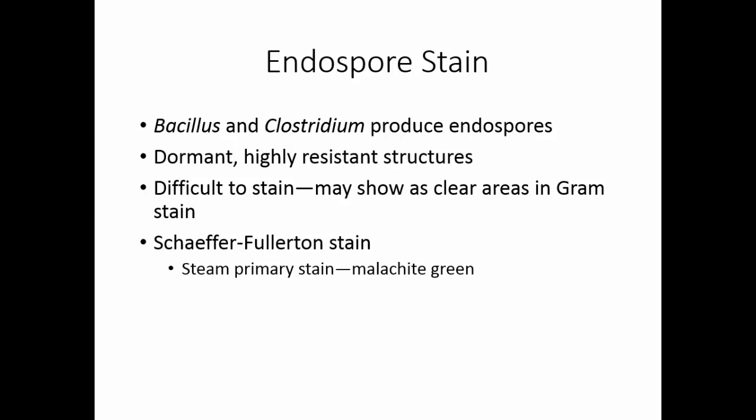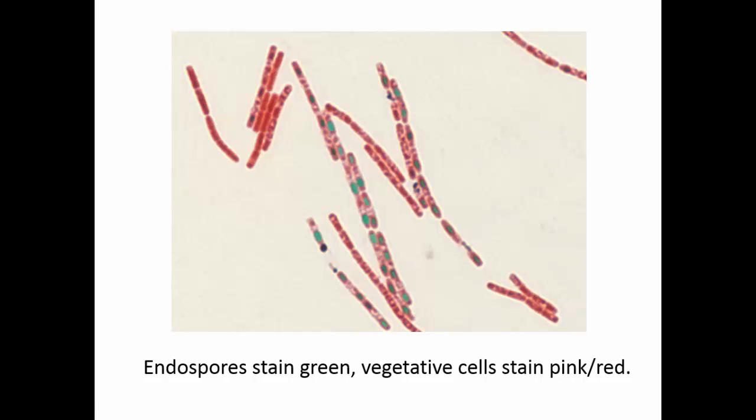Again, this is one of those stains you have to steam because you've got to crack the wall of those endospores to get the stain in, and the stain you use is malachite green. Here you can simply decolorize with water and then counterstain with safranin. The endospores will stain green, but the vegetative cells will be pink or red.